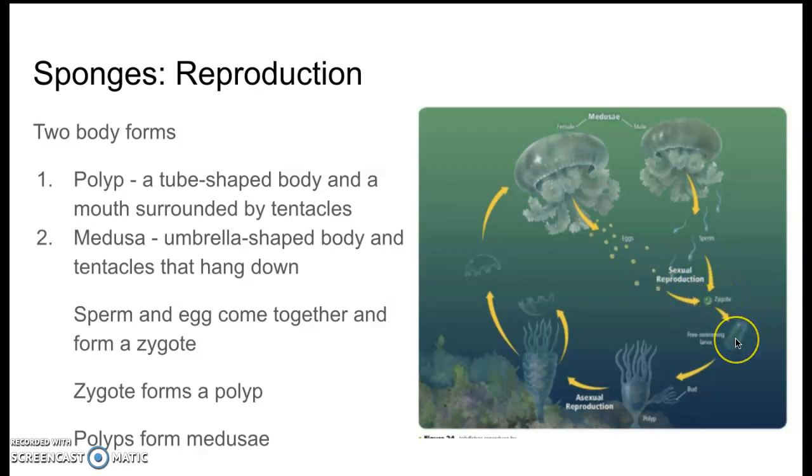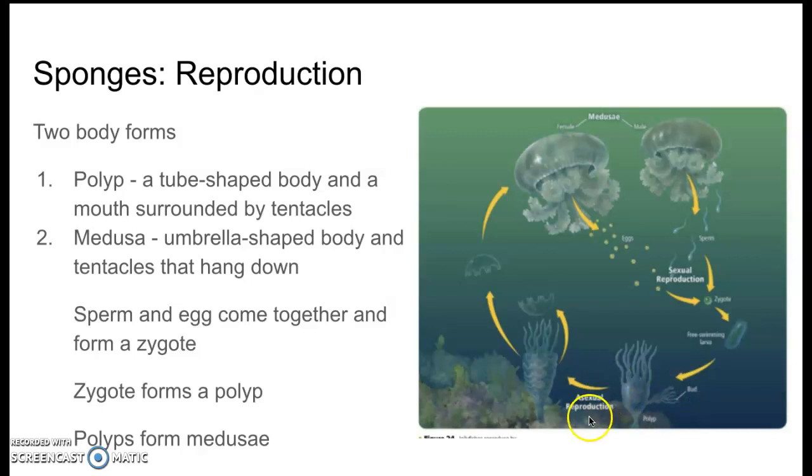basically travels, and so this is their stage where they're moving. The larva moves and settles down somewhere. So at this point, this polyp becomes stationary, so it becomes sessile.